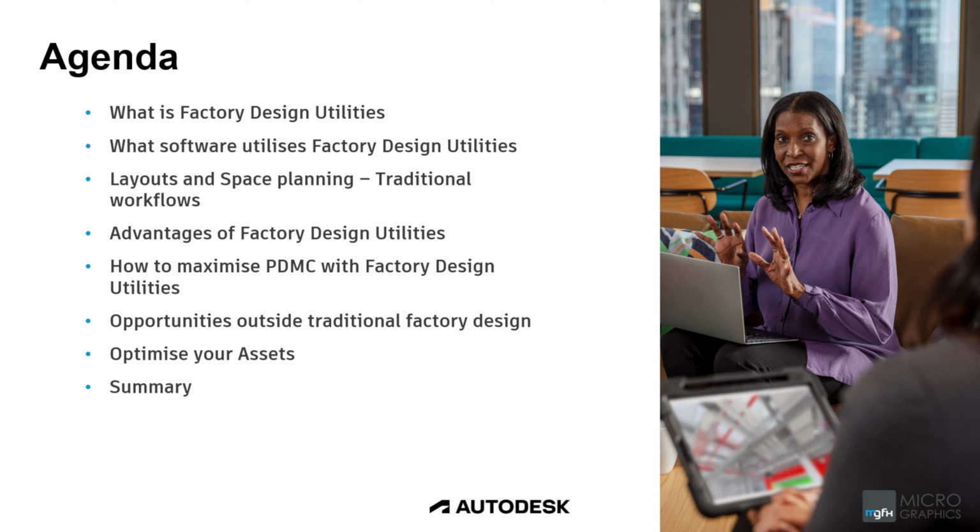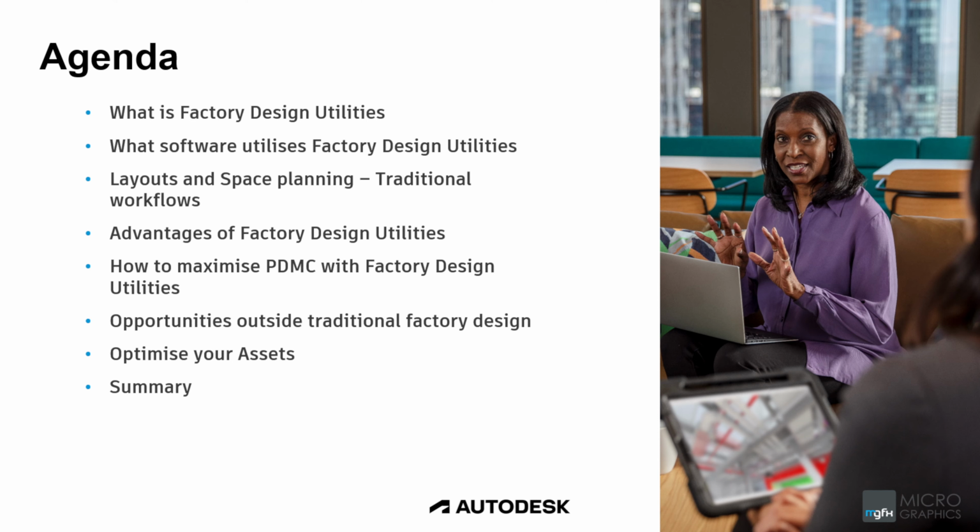Apart from that, we can also take a look at some opportunities outside traditional factory design. Think about conveyors inside a factory, where they go to robots, other machinery, maybe some CNC machines. How do we best configure it inside a warehouse or inside a building? That's what we normally look at as factory design, but what else can we look at designing with Factory Design Utilities? Then a quick discussion on how to optimize your assets. We'll briefly discuss what assets are a little bit later. And then a summary of what has been discussed.